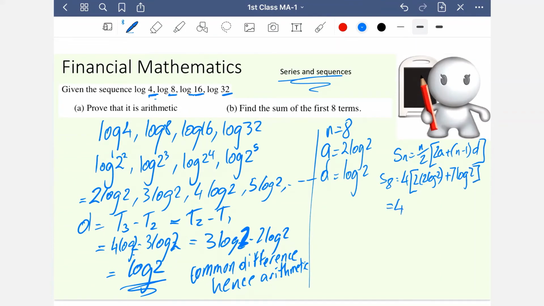Okay, so 4 lots of 2 multiplied by the 2 log of 2 is 4 log of 2, plus 7 log of 2 is 11 log of 2, okay, which will give you 44 log of 2. And that's it. That's your final answer. So a nice little question there.